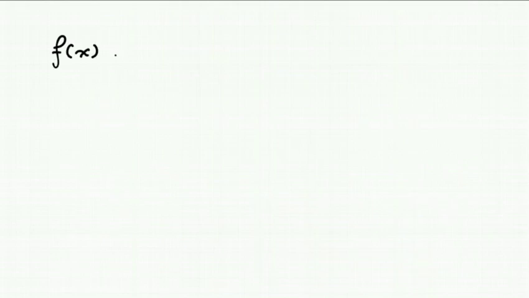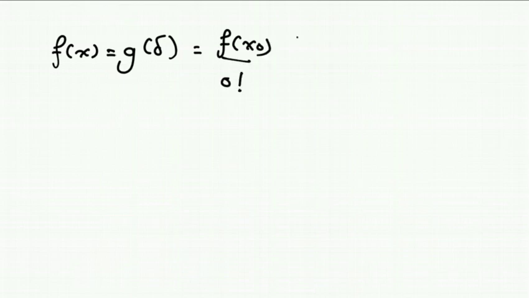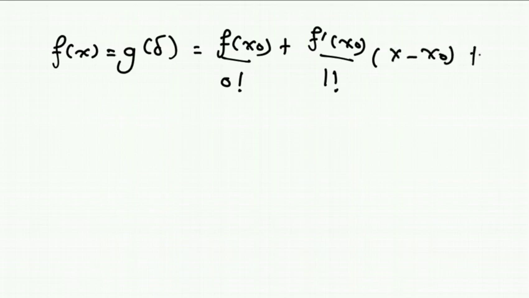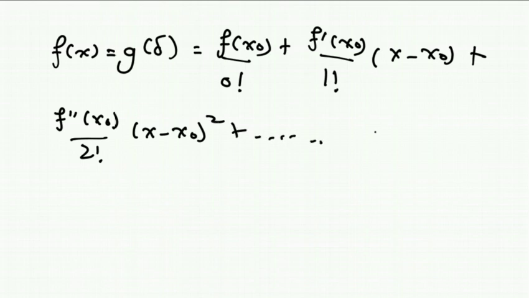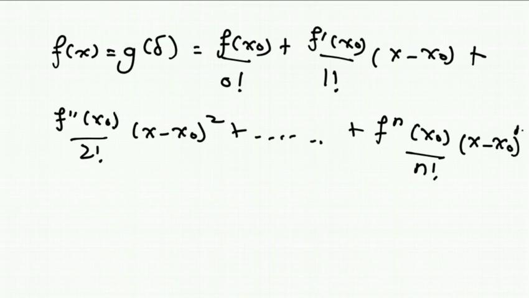f(x) equal to g(delta x) equals f(x naught) over 0 factorial plus f prime (x naught) over 1 factorial times (x minus x naught), plus f double prime (x naught) over 2 factorial times (x minus x naught) squared, plus many terms until the last term, f differentiated n times over n factorial times (x minus x naught) to the power of n.